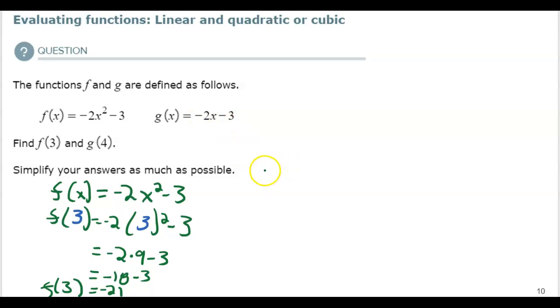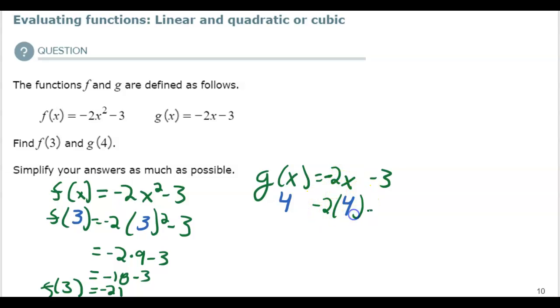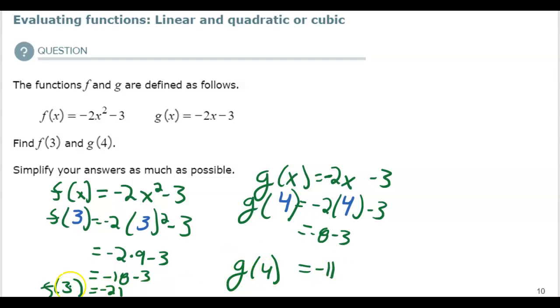The same is true for g of 4. I'm going to start with my g function, and everywhere I see an x, I'm going to put a 4. So we know g of 4 is negative 11.